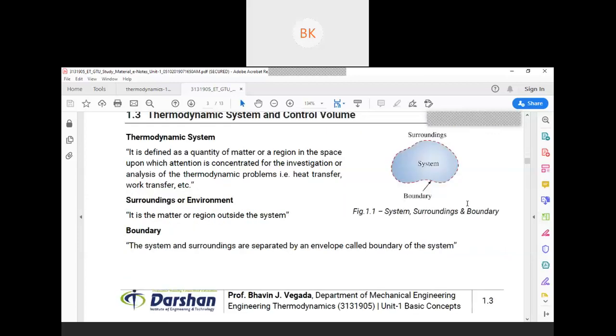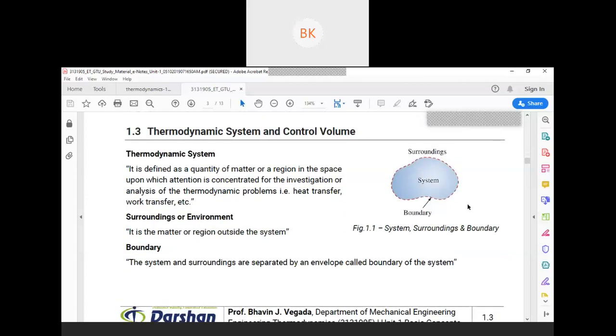Fine, then we have already studied the thermodynamic system and the control volume. Now the thermodynamic system, which we have already studied, what is that? It is defined as the quantity of matter or region in space upon which attention is concentrated for the investigation or the analysis of the thermodynamic problem.